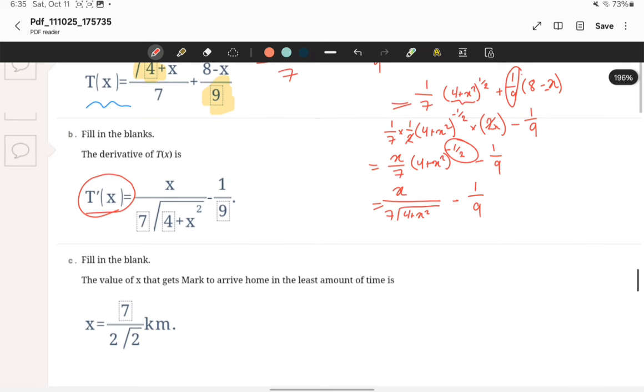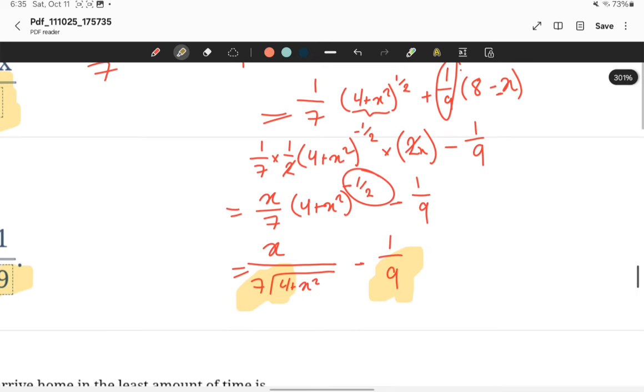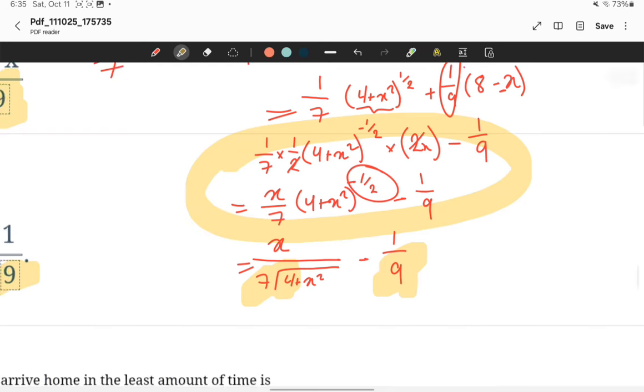So this is what they want. They want 7, 4 and 9. Just give that. I sped through this part because it's just simplifying, and there's nothing to explain.